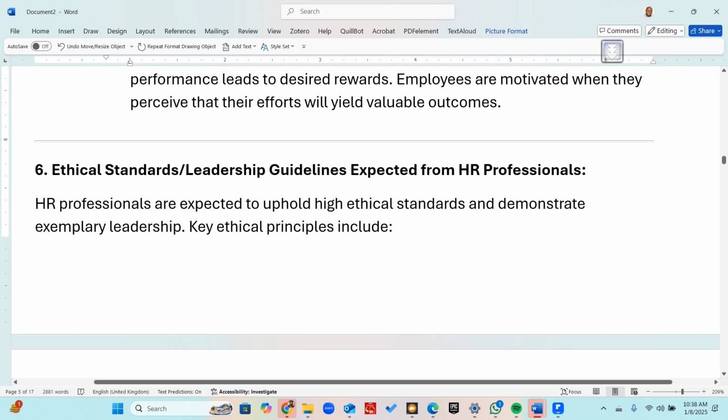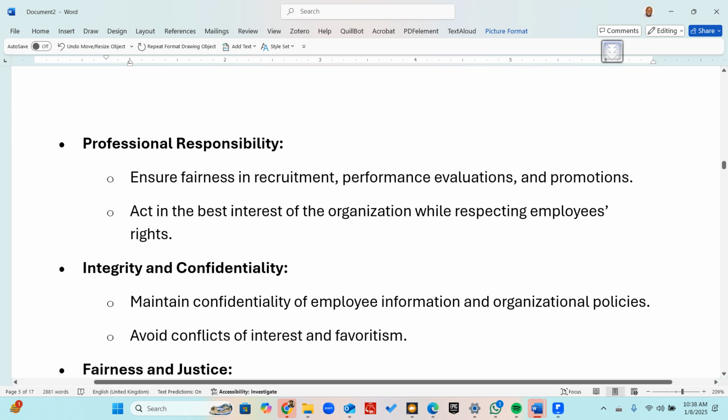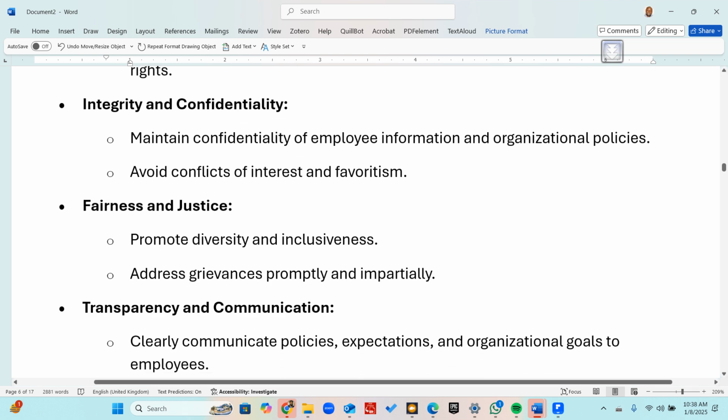So, six, ethical standards. We move to ethical standards and leadership guidelines they expect from practitioners. HR practitioners are expected to uphold high ethical standards and demonstrate exemplary leadership. Key ethical standards include professional responsibility: ensure fairness in recruitment, performance evaluations, and promotions, act in the best interest of the organization while respecting the employees' rights. Integrity and confidentiality: maintain confidentiality of employees' information and organizational policies, avoid conflict of interest and favoritism.